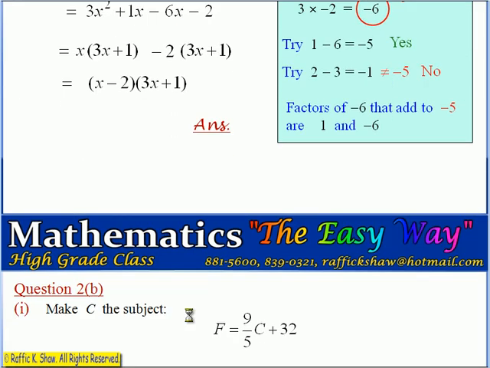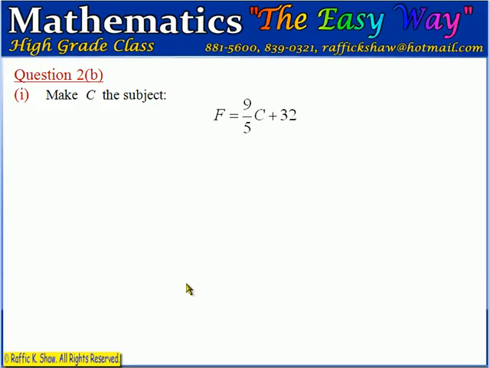Okay, so let's move down now to 2b. Now 2b is telling us to make c the subject of this equation. So we basically want to transpose this equation to make c the subject. And to do that, we need to get rid of this 32 from this side, and also get rid of this fraction, this 9 divided by 5, from this side, such that c remains as the subject. So what we can do as a first step is get rid of this 32.